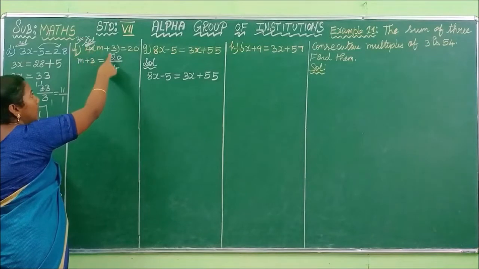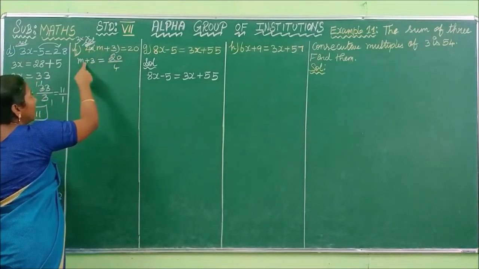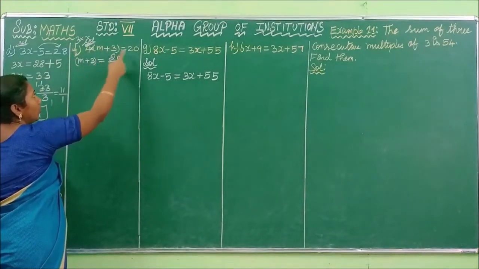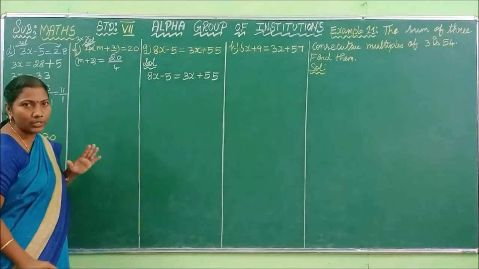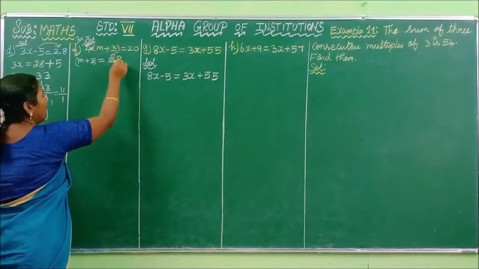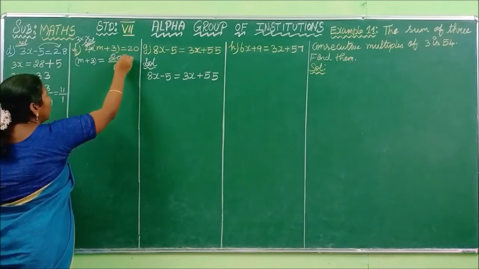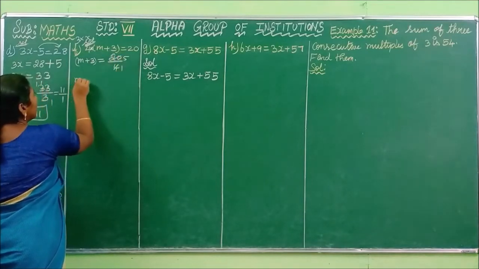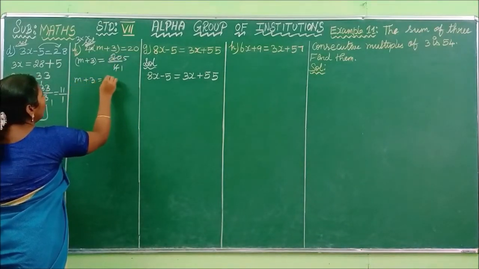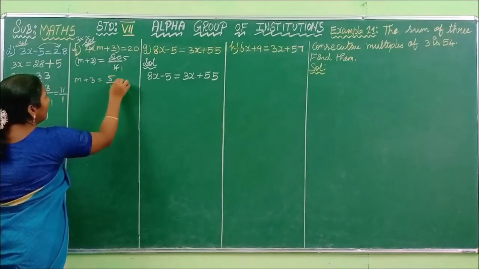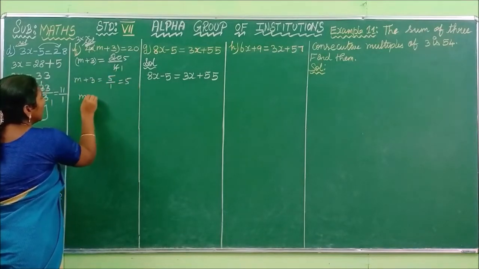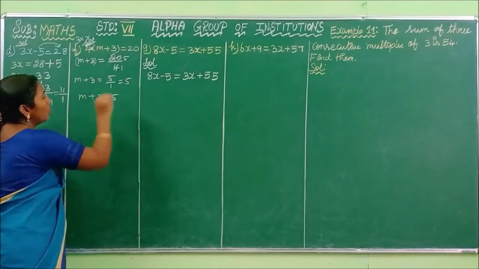So 4 into (m plus 3) equal to 20. Thus write m plus 3 alone, which is equal to 20 divided by 4. We understand, children? Next you have to divide 20 by 4. So 1 four is 4, 5 fours are 20. Thus m plus 3 equal to 5 by 1. It can be written as 5. Thus m plus 3 equal to 5.